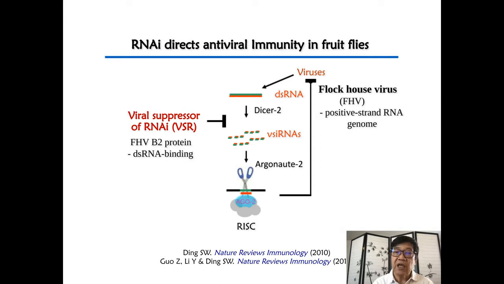Studies on Flock House virus infection in fruit flies provide most of the knowledge on what we know about antiviral RNAi in fruit flies. And these studies also define how the Flock House virus B2 protein suppresses RNAi as a double-stranded RNA binding protein to sequester long double-stranded RNA and prevent Dicer processing into siRNAs.